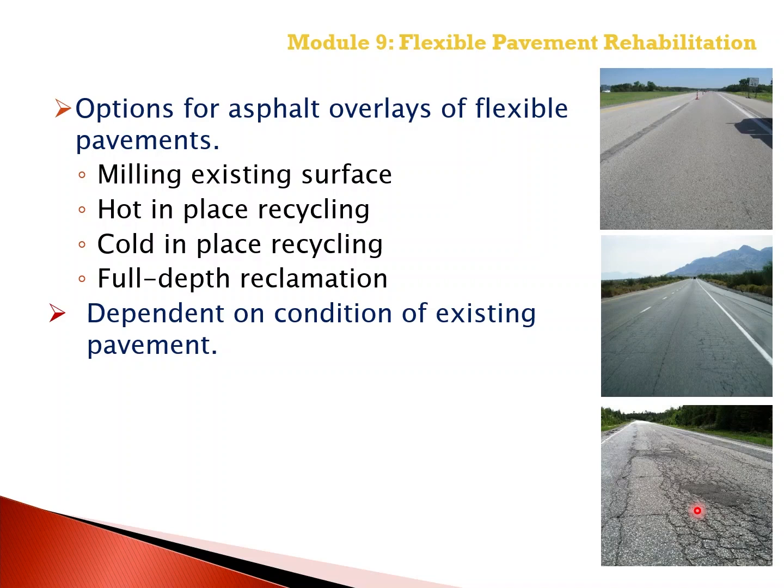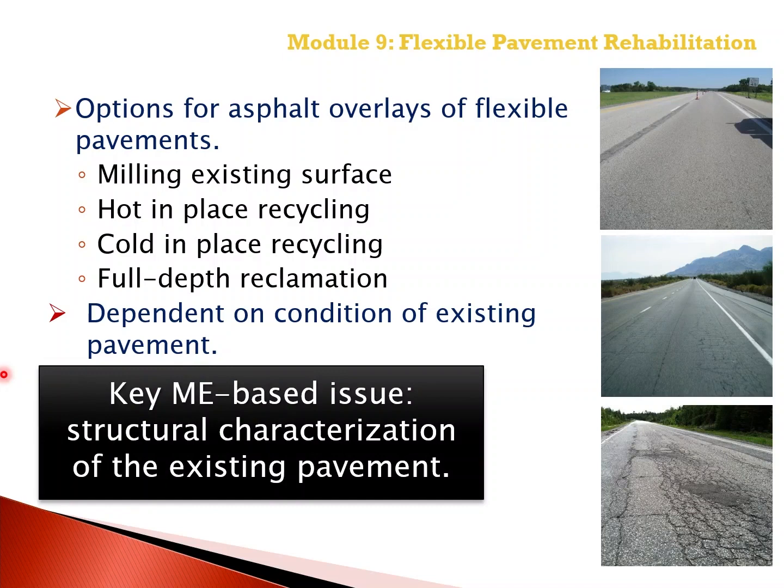The cold in place recycling is more for where the distresses have started to increase in severity and extent, and those distresses propagate below the surface, and or there are potential anomalies, material defects located below the surface. So selecting the options for asphalt overlays of flexible pavements is obviously dependent upon the condition of the existing surface, basically the structural condition of the existing pavement.